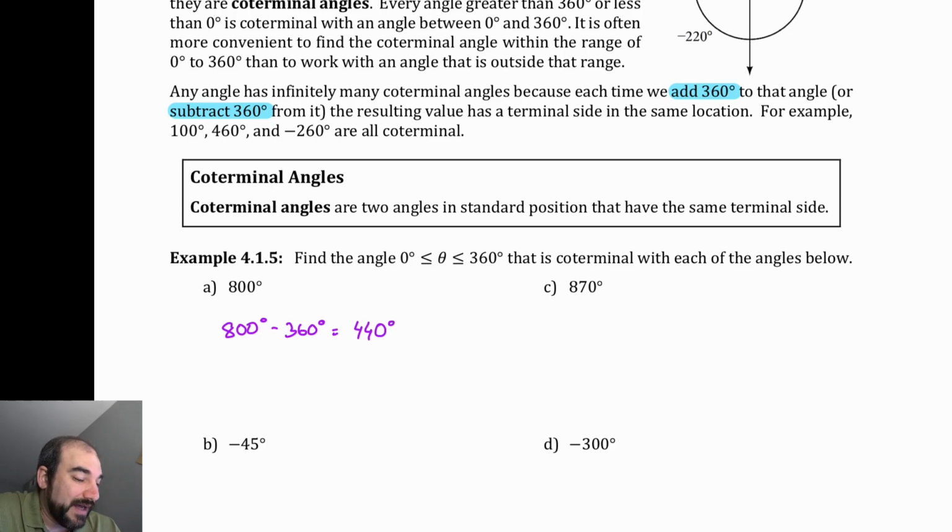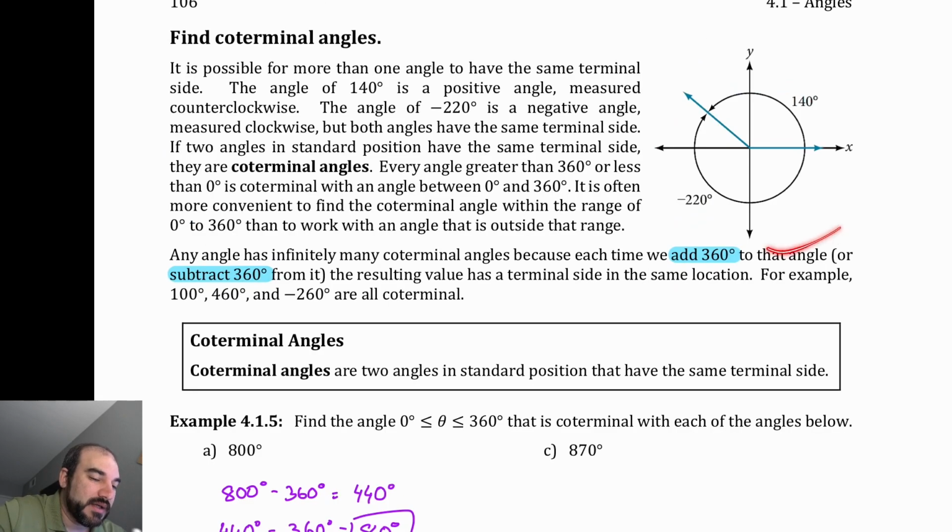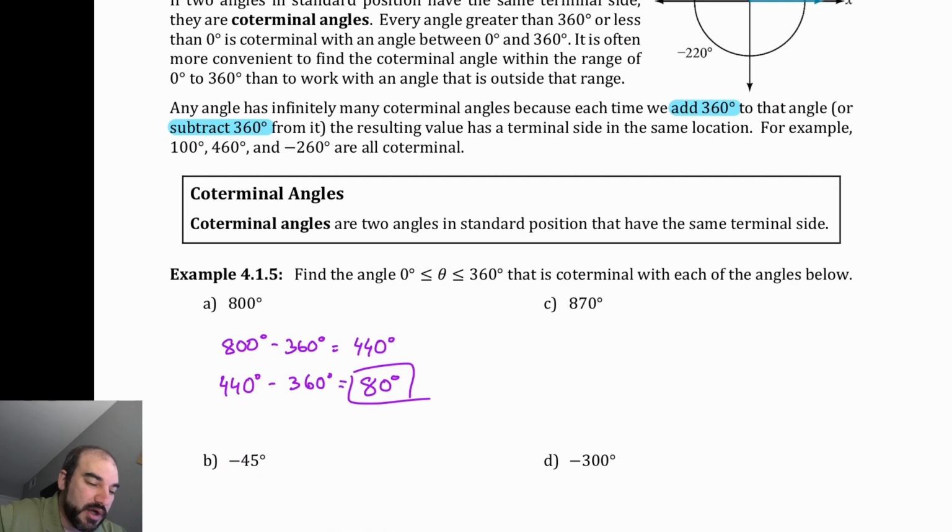We ask ourselves, is that between 0 and 360? And the answer is no, that's still more than one revolution. So I'm going to take my 440 and subtract 360 again to shrink it one more revolution, and that'll give me 80 degrees. And that definitely is between 0 and 360. That's in the first quadrant, which means 80 degrees and 800 degrees, while they're not the same exact angle measure, are going to look the same on this XY coordinate plane when drawn. The initial side and the terminal side will be the same.